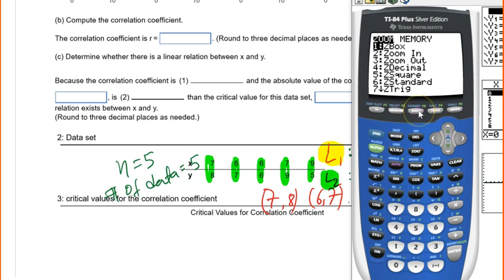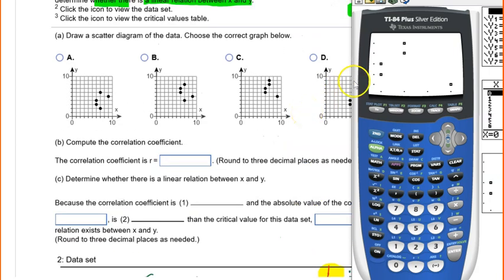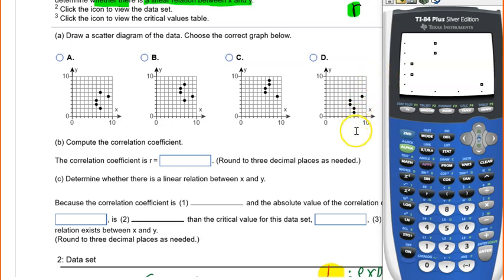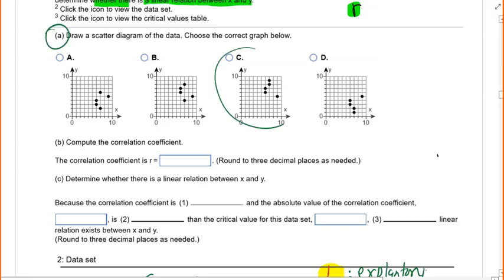Now go to zoom and you do number 9. That is ZoomStat, or you can scroll down and find number 9. See ZoomStat and press enter, and you see this scatter plot. If you look at this question, which scatter plot is similar to this? Obviously this one. See, two dots top and bottom, two dots top and bottom, and this one here. The answer for part A is C.